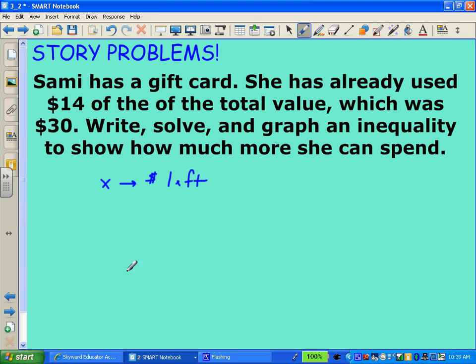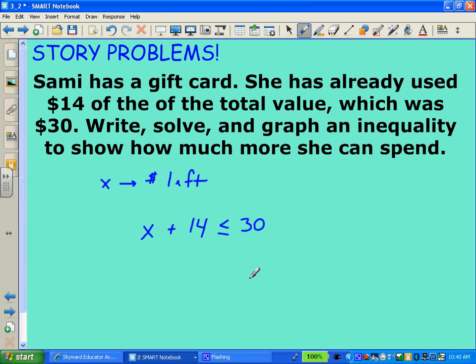Right? So, the money she has left plus the money she's already used cannot be any more than $30, or no more than $30. So, hopefully you're thinking, well, there's that phrase, no more than. That has to be less than or equal to. Can't be more than $30 because that's all our gift card is. So here would be our inequality.